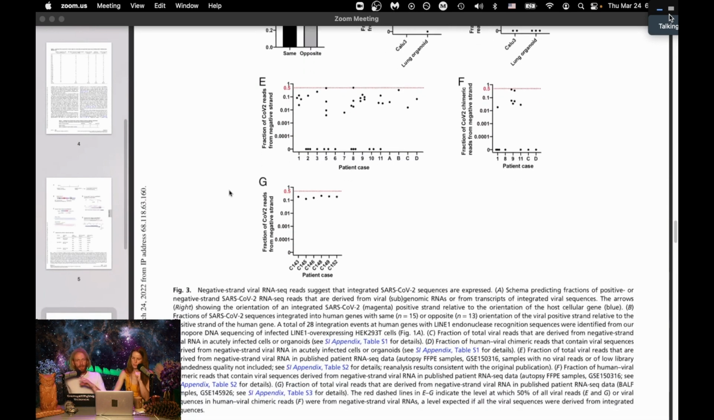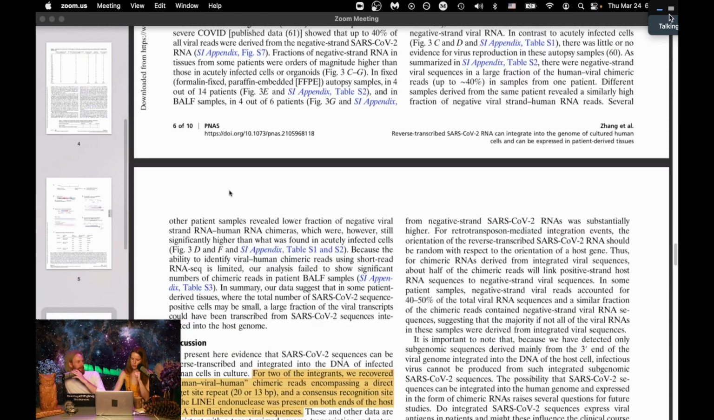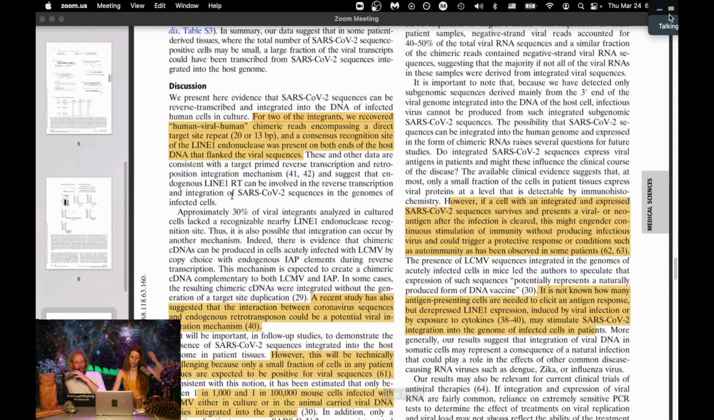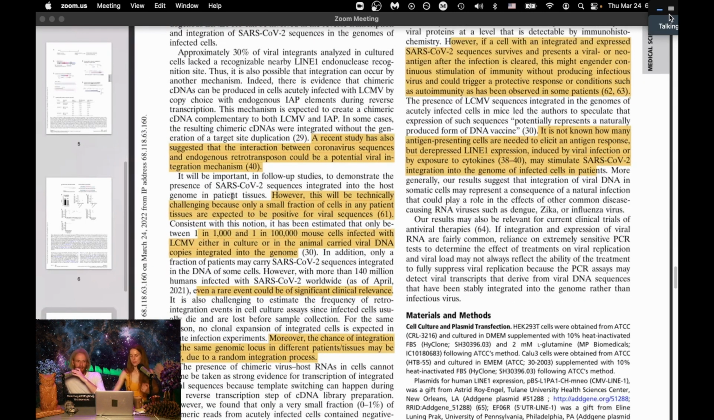We know that a huge portion of the genome is made up of viral DNA, and the thought has traditionally been, oh, those are probably from DNA viruses. And it's like, well, maybe not all of it.